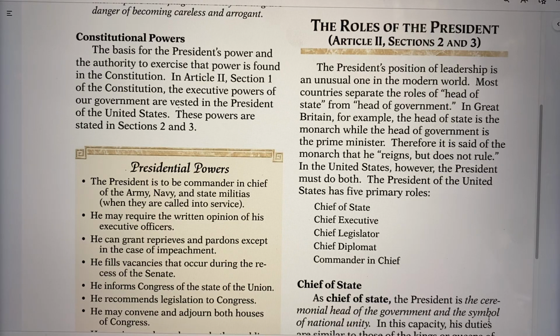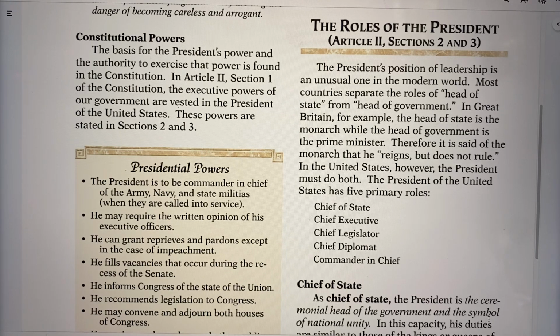So we're in your government book. We're in chapter 6. We're in section 3 now. And this section is going to focus on the roles of the president. So what role does the president play in our government?